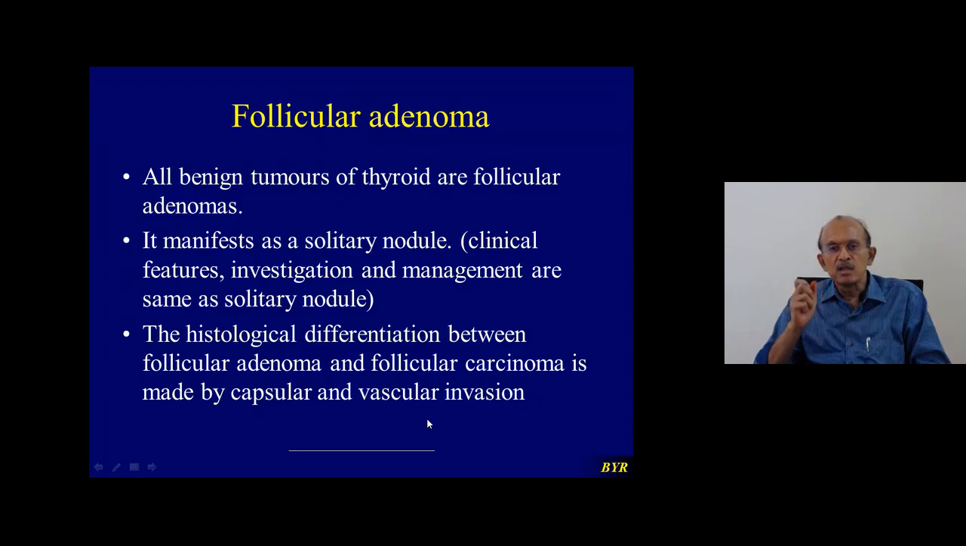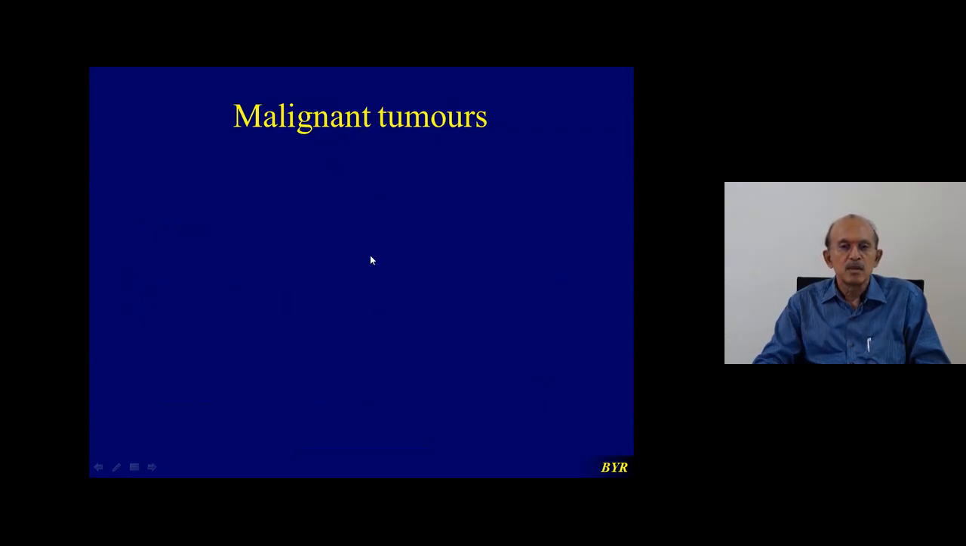So on FNAC, you can simply say it is a follicular neoplasm. You can't say whether it is a carcinoma or adenoma. To say whether it is adenoma or carcinoma, you want the specimen. The specimen should be subjected to histopathological examination. In the histopathological examination, if you find capsular or vascular invasion, then you call it malignancy. If it is not there, you call it an adenoma. So that is about benign tumors. In benign tumors, there is only one tumor, the follicular adenoma. It can be diagnosed only on histological examination, not by FNAC.